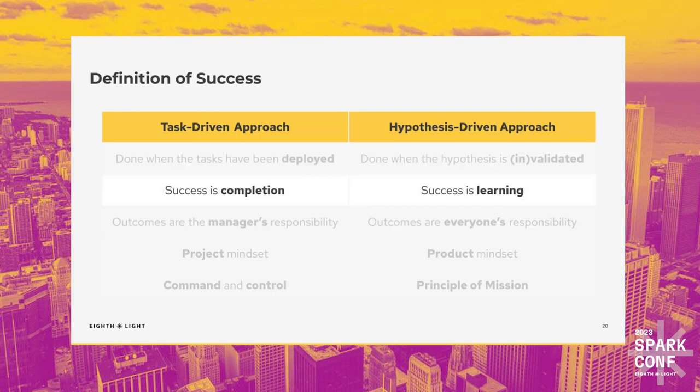Success. On the left, success is completing the work on time, within budget. Building the right thing is somebody else's responsibility. Failure for the team is simply not delivering. On the right, success is measured by what the team learns, not by what they ship. Not learning something would be considered a failure. So launching an experiment, not collecting that feedback, that's kind of like the realm of failure in this mode.